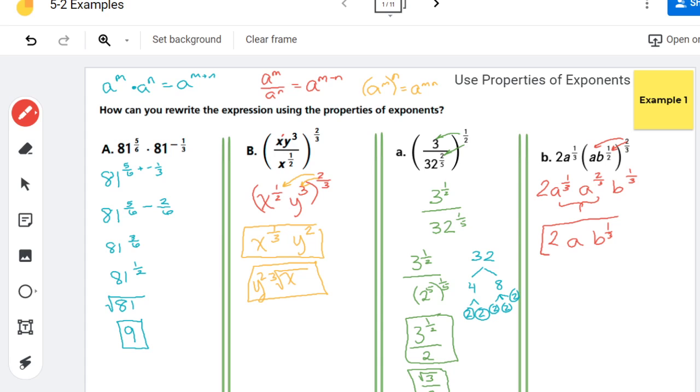Okay, so this is if I wrote it in exponential form. If I needed to write it in radical form, that 1/3 is the cube root of b. So it would look like this. Just checking my work to make sure I didn't lie to you, and that looks good. So there we have it. There's our property of exponents. Until next time.